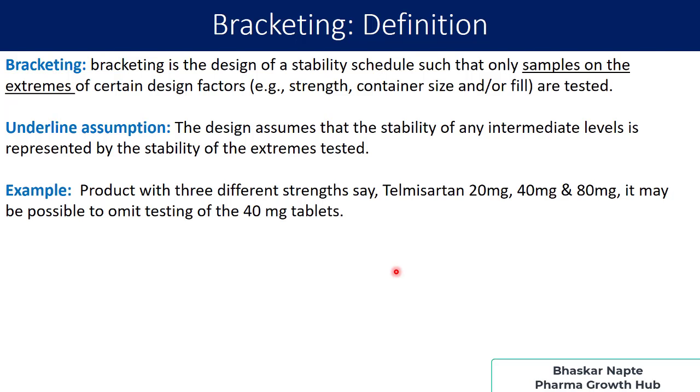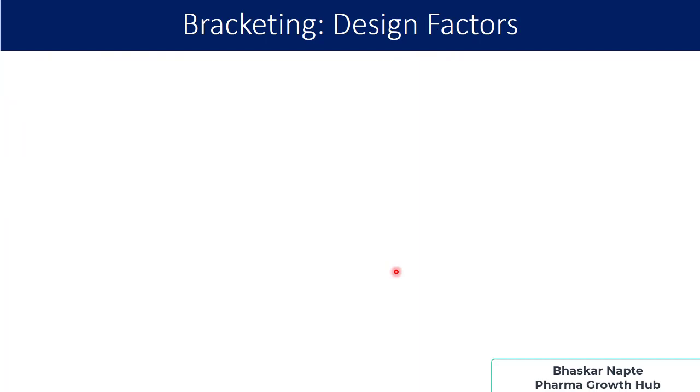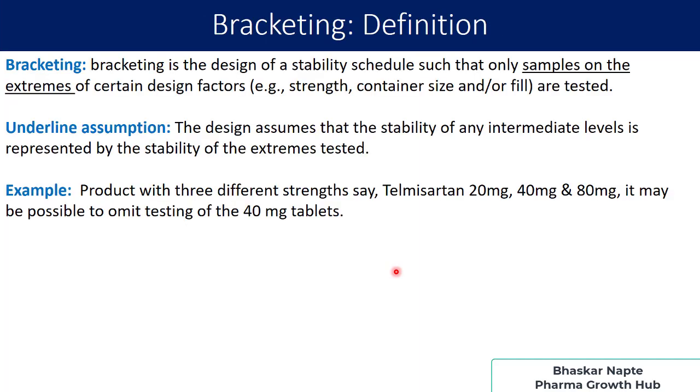For example, let us say you have a certain product with three different strengths: 20 mg, 40 mg, and 80 mg. Which one is the extreme case here? The 20 mg is the lowest level claim product, and 80 mg is the highest level claim product. So the 40 mg becomes your intermediate level, and you can use the bracketing standard and omit the 40 mg tablet from the stability testing plan. So the 20 mg and 80 mg will be tested, and 40 mg will be omitted from the stability testing plan.